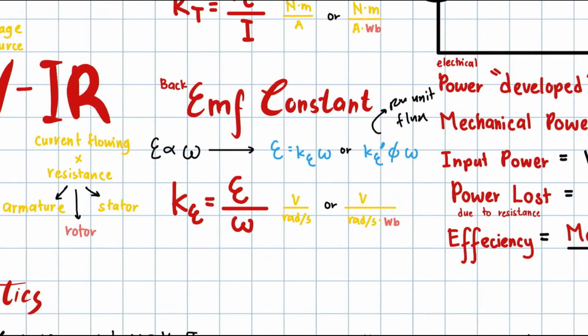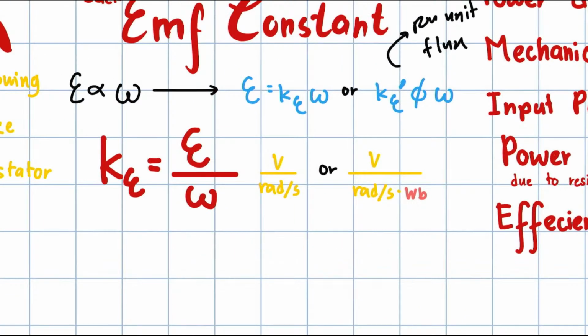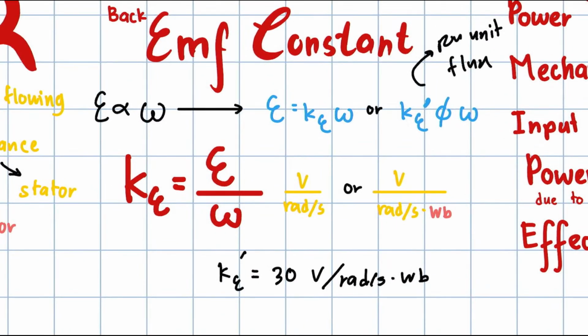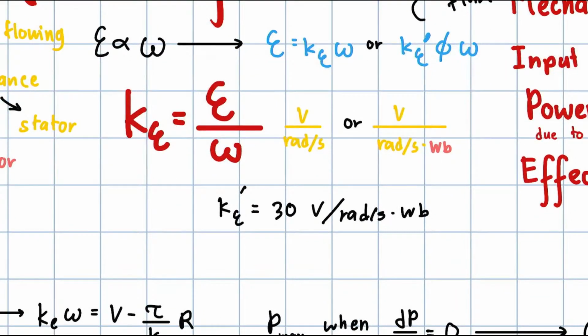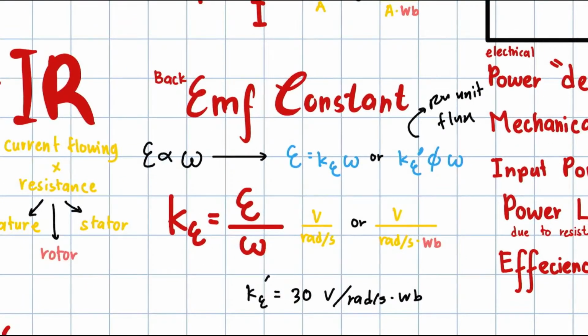So usually the difference you can find is when they give you a value, let's say 30 V over radian per second times Weber. This is usually how you differentiate, or they will ask you for the EMF constant per unit flux. That is K prime, KE prime.